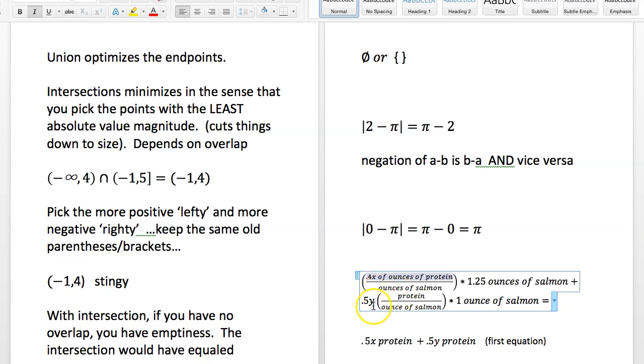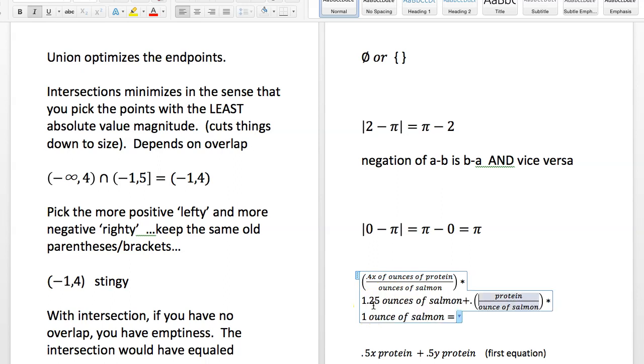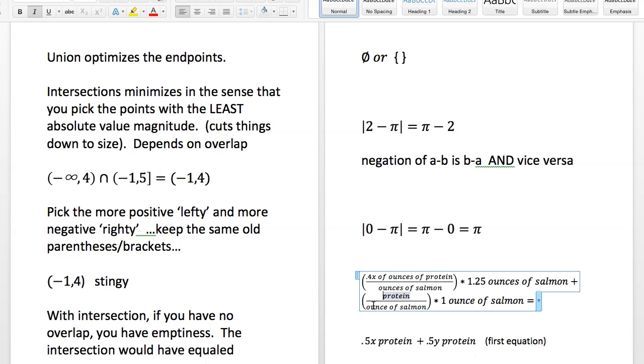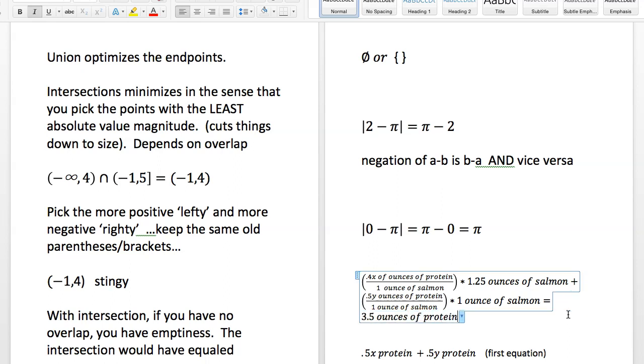Let me make it neater. It's okay to be out to the side, but it would be neater if I put it up here in the numerator. So 0.5 ounces of protein per 1 ounce of salmon. And that's going to equal, we were told that the guy or lady who ate here consumed 3.5 ounces of protein.